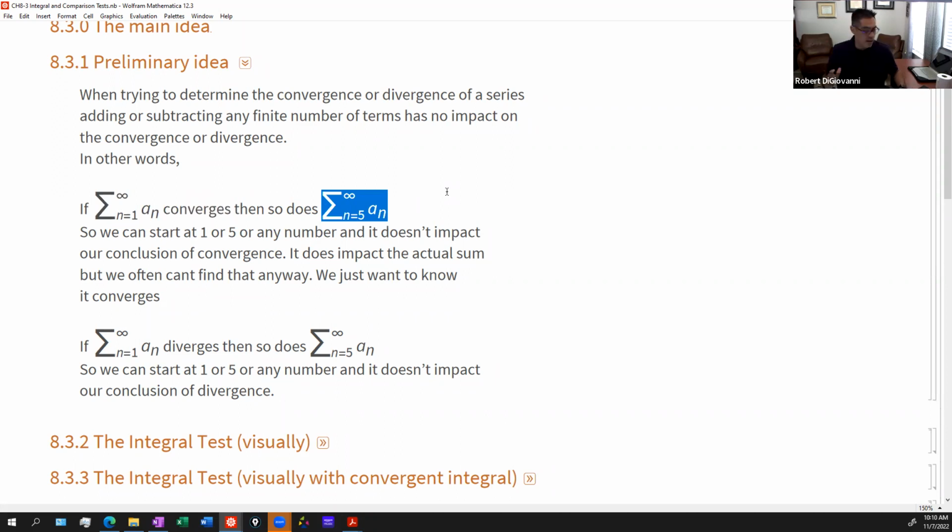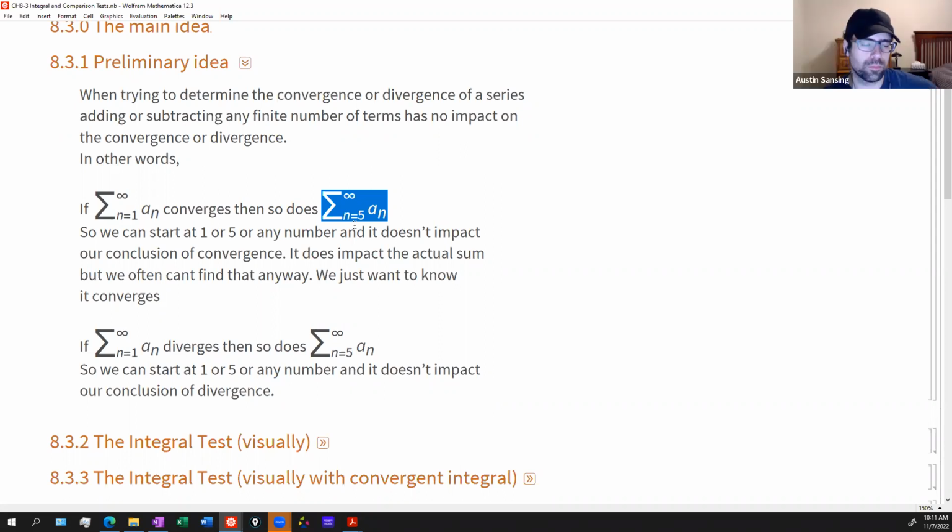Like changing, you know, this first one says we're adding up one to infinity, right? And that's going to go to a number. So if I throw out the first four, like one, two, three, and four, and just go from five on, that should converge as well. Removing a finite number of numbers from a series should have no impact on its convergence or divergence. Do y'all agree with that idea?